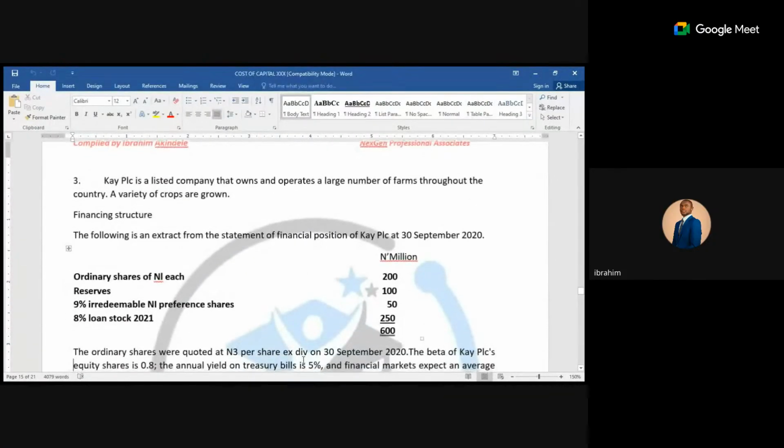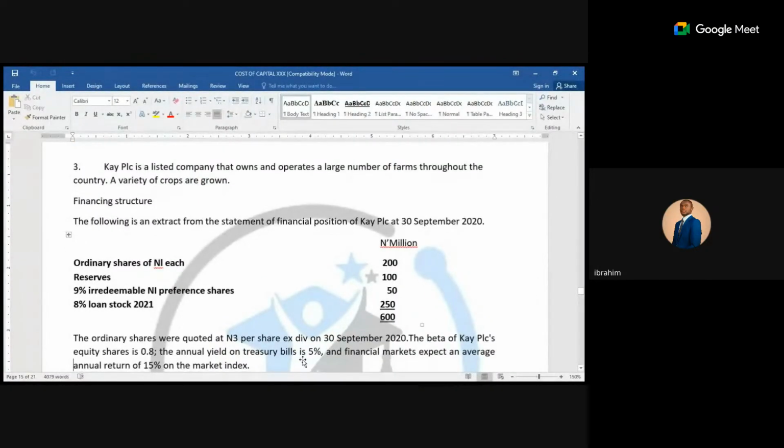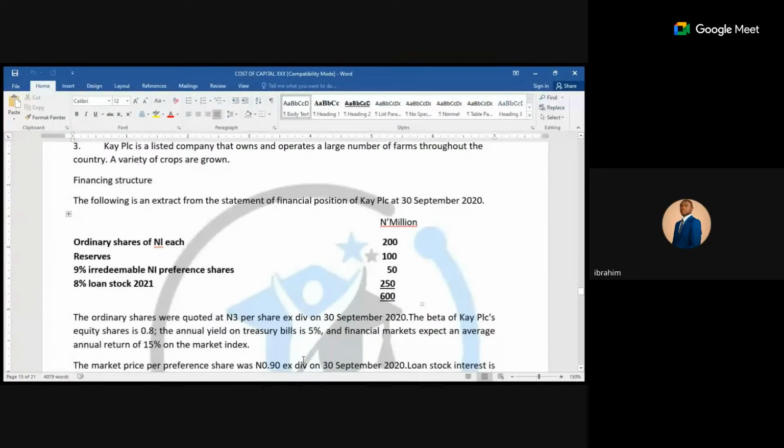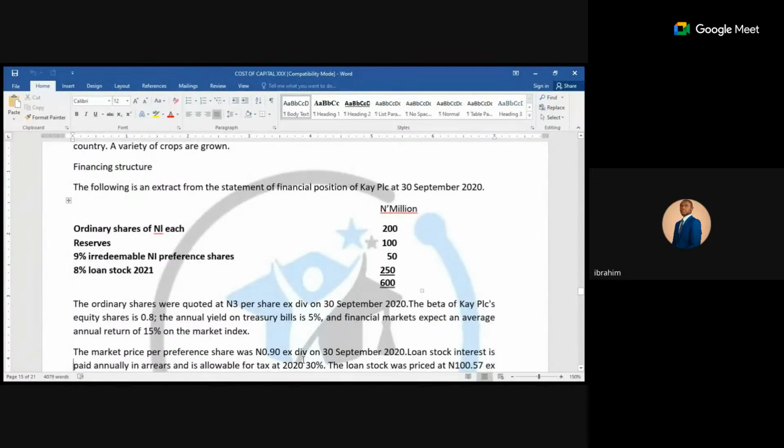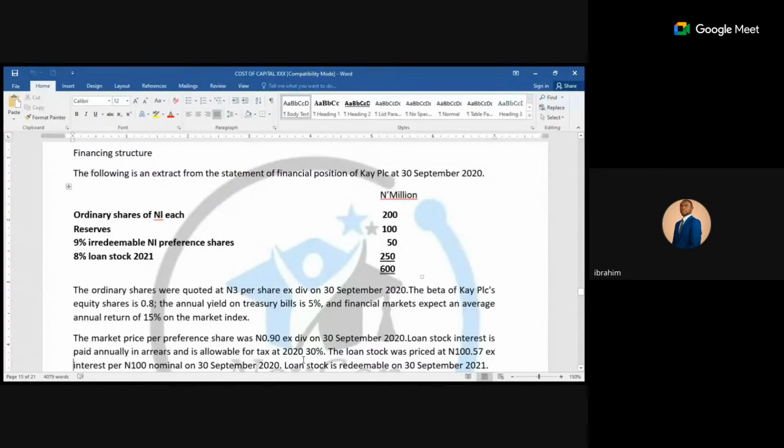KPLC is a listed company. We already know what we want to do, right? KPLC is a listed company that owns and operates a large number of farms throughout the country. A variety of crops are grown, right? Financing structure. The following is an extract from the statement of financial position. We have the ordinary shares, the reserves, irredeemable loan.